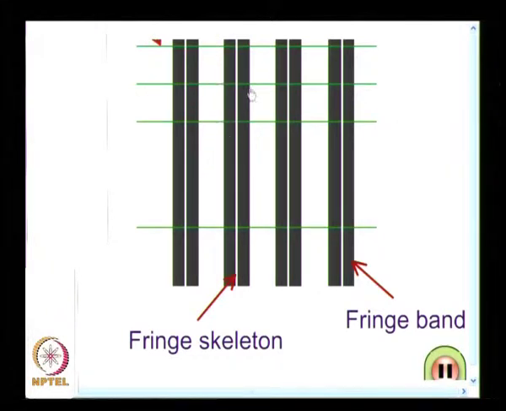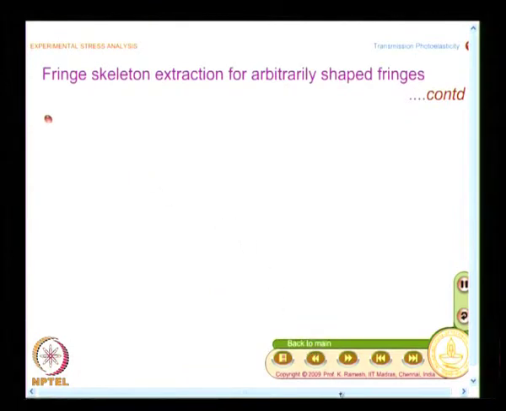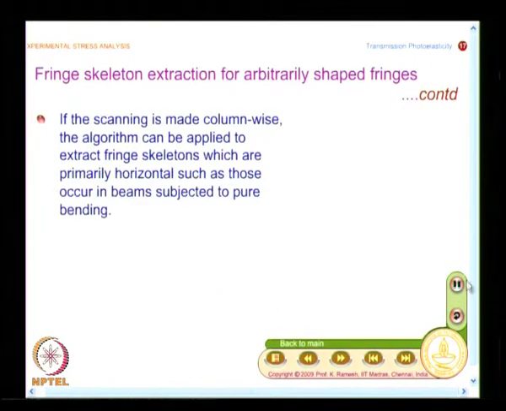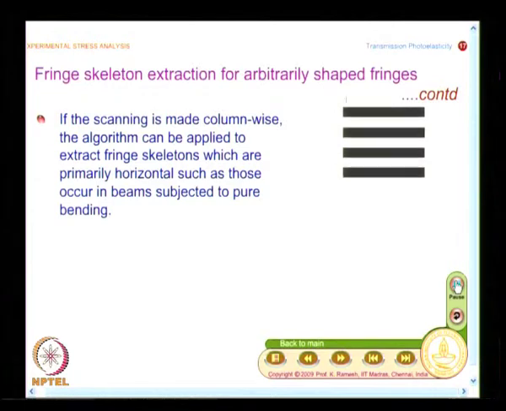I could have a horizontal scan possible. Suppose I have fringes which are horizontal, what can I do? I can have a vertical scanning and repeat the same process. So, when the fringes are horizontal or vertical, simple column wise scanning or row wise scanning can do the job of identifying the minimum intensity points.